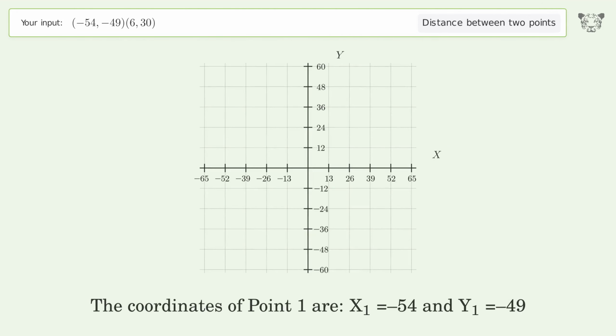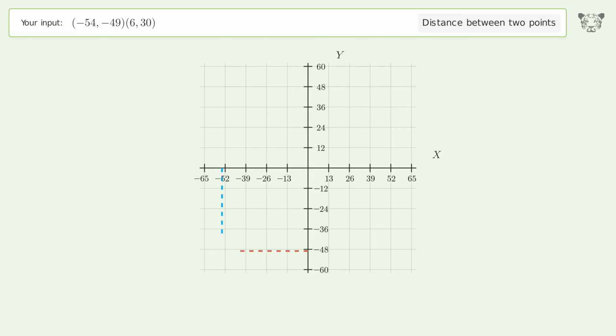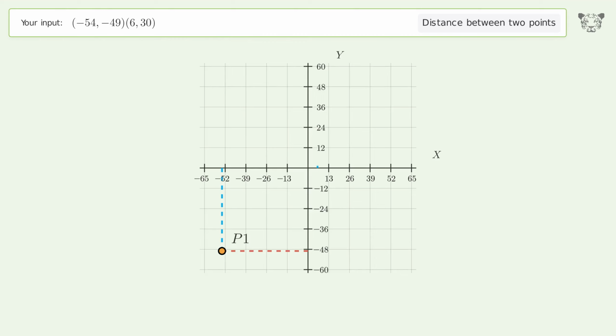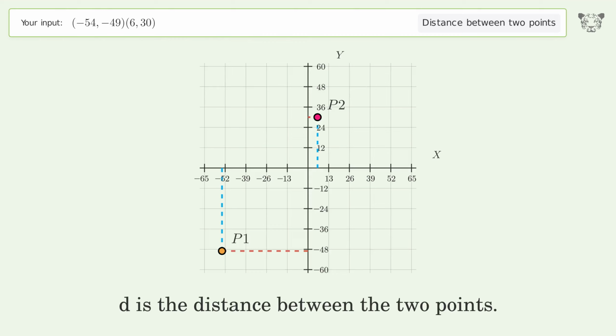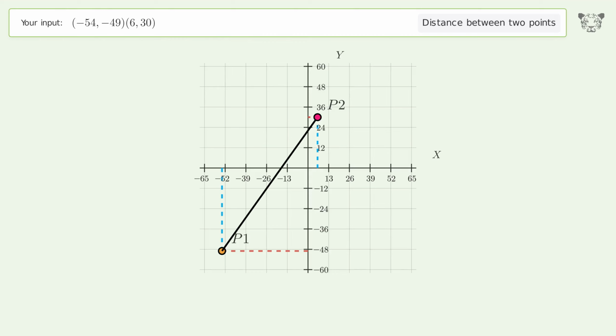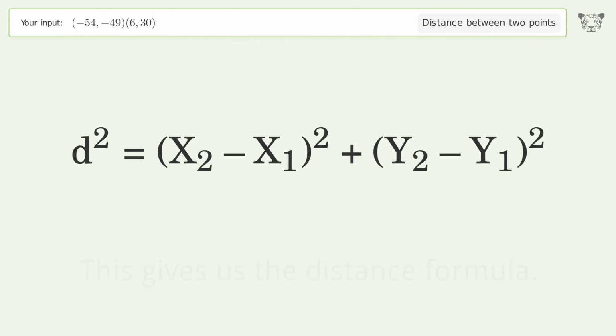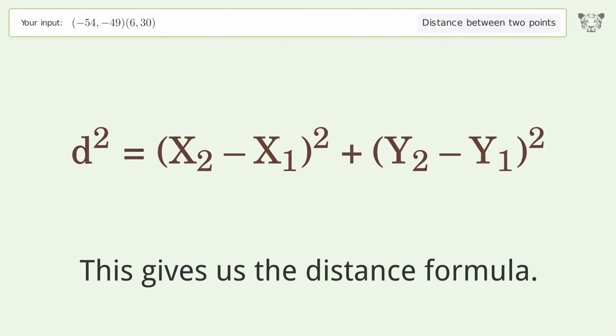The coordinates of point 1 are x1 equals -54 and y1 equals -49. The coordinates of point 2 are x2 equals 6 and y2 equals 30. D is the distance between the 2 points. First, take the square root of both sides of the Pythagorean theorem. This gives us the distance formula.